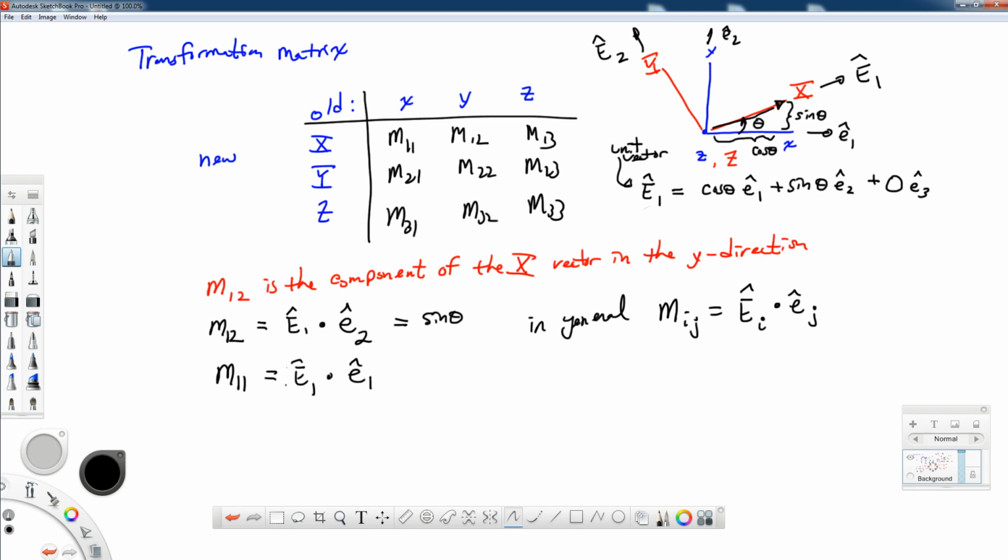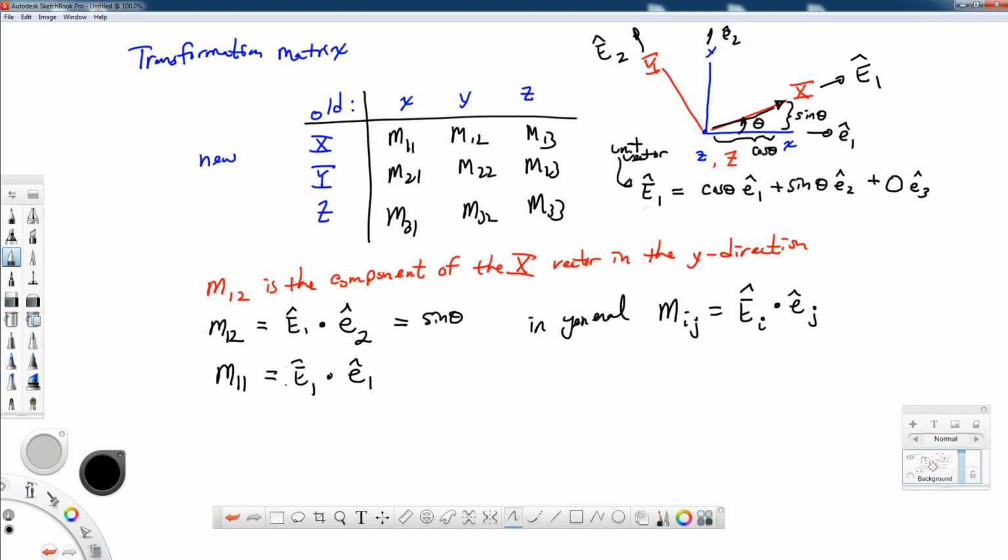Now, an important thing to note about this transformation matrix, you notice I'm not calling it a tensor. It is a matrix of components, and it is not necessarily symmetric. In fact, it usually isn't symmetric. So M12 may not be the same as M21. So it's going to be important that we keep that in mind as we do these manipulations.